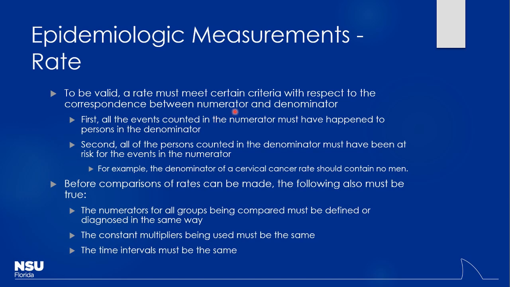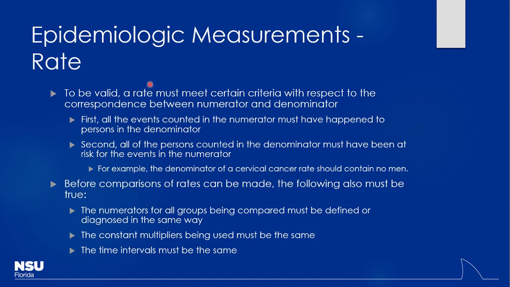Because you want to include other people that weren't actually part of that population at risk. So that's a pretty straightforward one there. And then second, all the people counted in the denominator must have been at risk for the event, right? So for instance, if I was looking at the rate of cervical cancer in that same population of people who live in the nursing home, that would not be valid because I'd have to look just specifically at the females, right? I could not include males in that sort of calculation there.